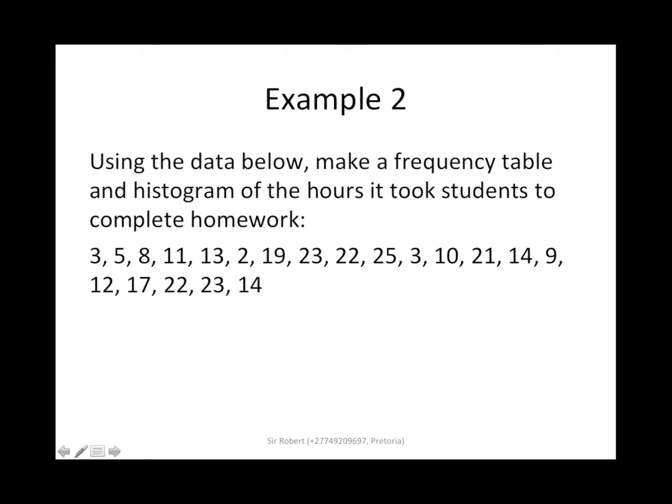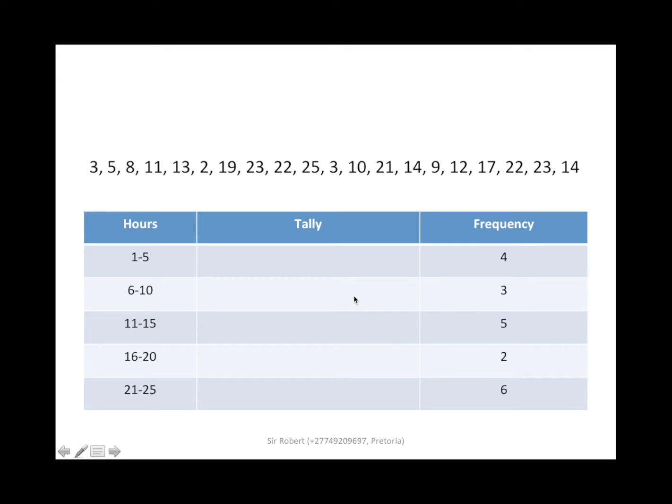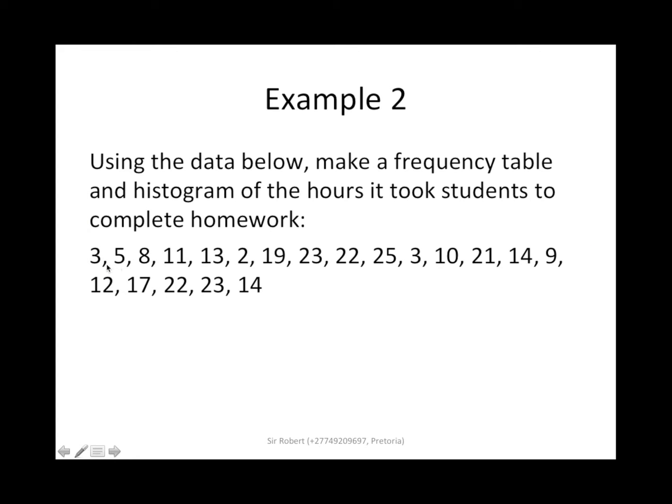Example 2. Using the data below, make a frequency table and histogram of the hours it took students to complete homework. These are the different times in hours it took students to complete homework: 3, 5, 8, 11. You're asked to draw a histogram. First, you create a tally. Let me demonstrate. If you see, the data ranges from 2 as the smallest up to 23, if I'm not mistaken.